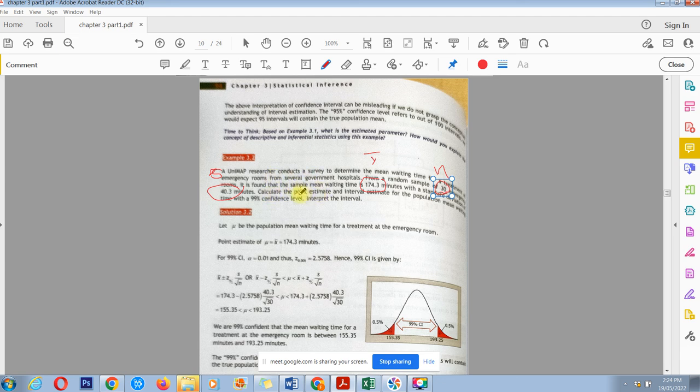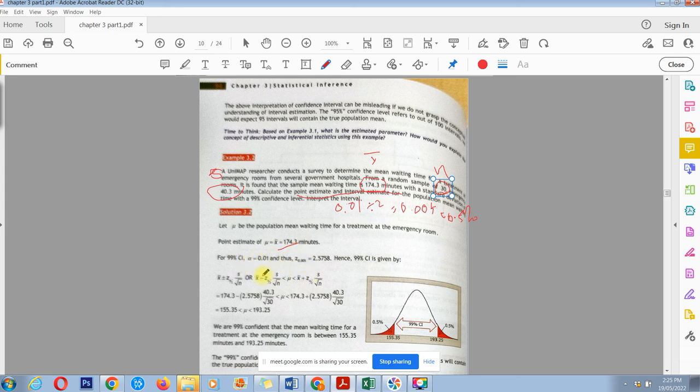Alright, and then calculate the point of estimation. We want a point of estimation and interval of estimation with the 99% confidence interval. So 99% confidence interval, we actually have alpha 0.01, right? 0.01 divided by 2, we will have 0.005, which is equal to 0.5%. Okay.